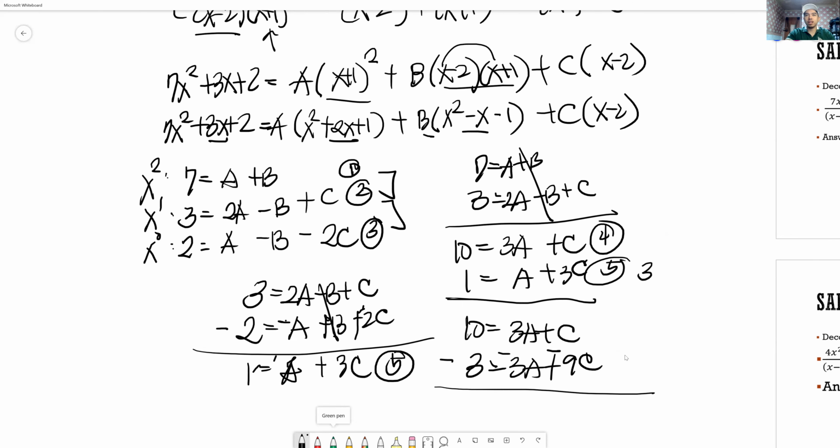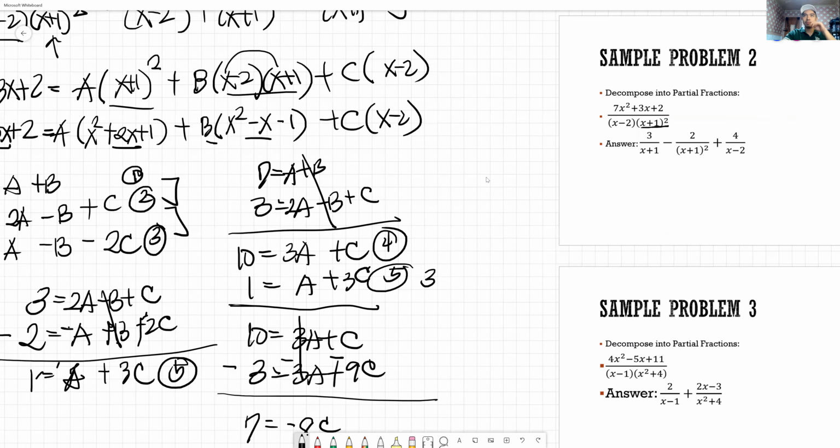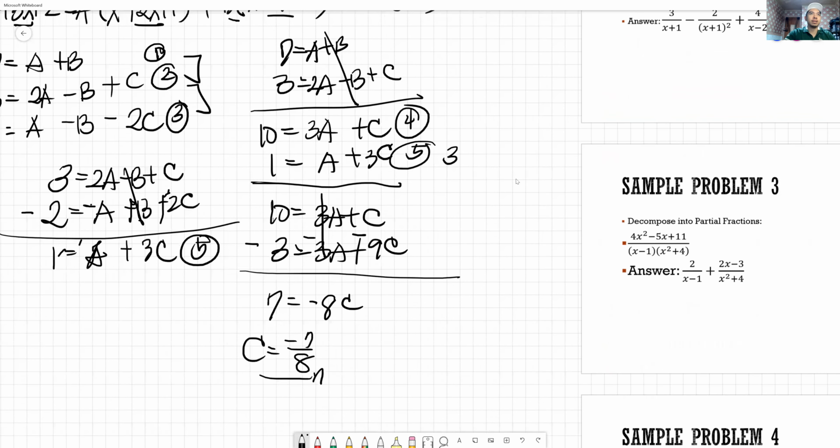So therefore we will have 7 equals to, and 3a will now be cancelled. 10 minus 3 is 7. 3a and negative 3a would be cancelled out, and 0. And then 1 minus 9, that is negative 8c. So the value of our c would then be equal to negative 7 over 8. Oops, let me double check.